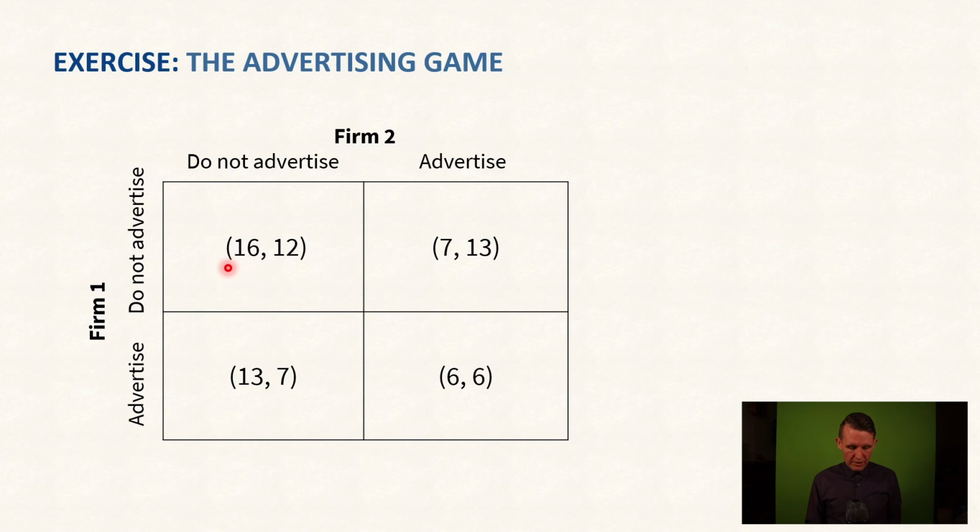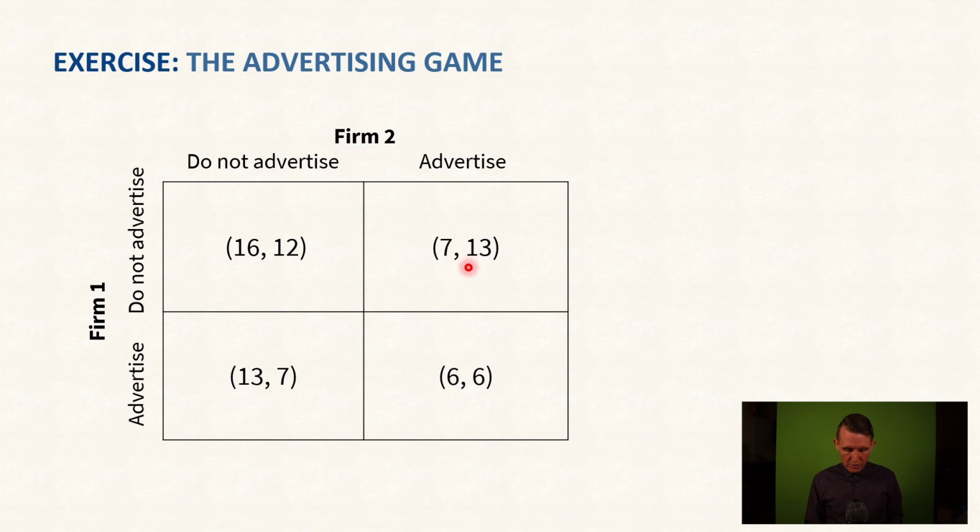If neither firm advertises, then firm 1 gets a payoff of 16. We could say this is, for example, $16,000 per month that they earn in revenue that month. Firm 2 would get a payoff of 12. On the other hand, if firm 2 decides not to advertise but firm 1 does, then firm 1 will take some business away from firm 2, but its payoff will go down because the amount of business it gets is not enough to cover the advertising costs.